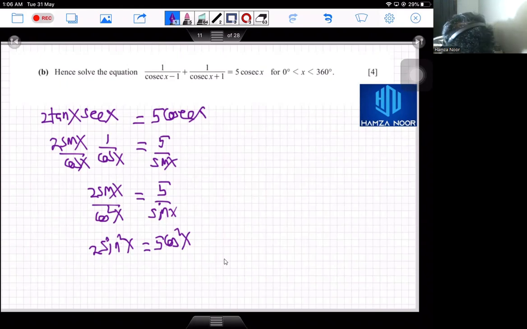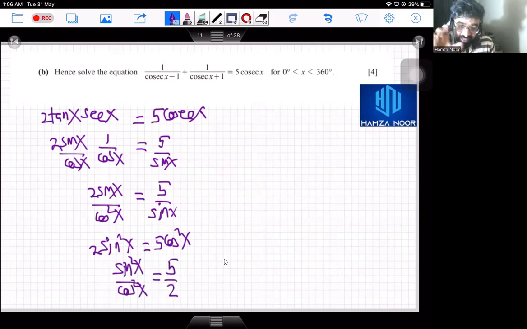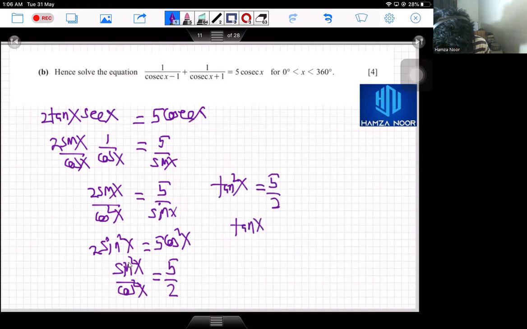Okay, so making sin square x over cos square x the subject of the equation, this will be exactly equal to 5 over 2, such that when you cross multiply them, you will get 2 sin square x equals 5 cos square x. Now, in place of sin square x over cos square x, I can write tan square x, and this is equal to 5 over 2. Therefore, tan x is equal to plus minus under root of 5 over 2.